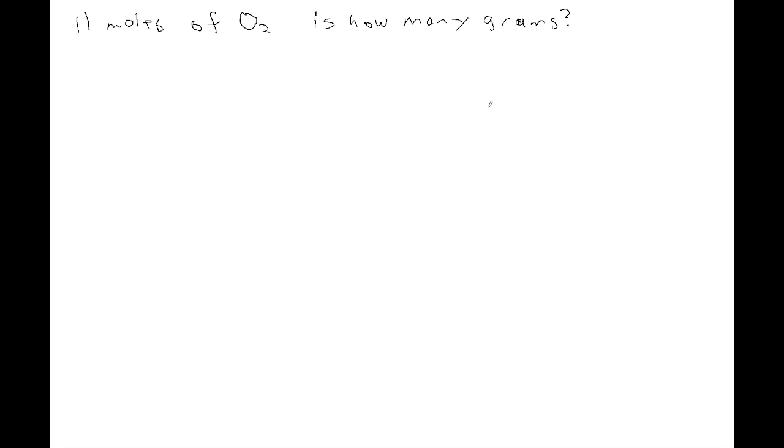Okay, so first you write down your target unit, which would be grams of O2. Then you write down what you have, which would be 11 moles of O2. And then you find your conversion ratio, which would be times 16 grams of O2 for every mole. No, do it again. 32 grams of O2 for every mole. And that would give you 352 grams of O2.